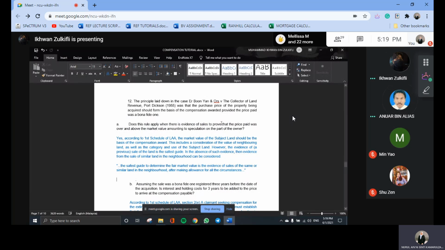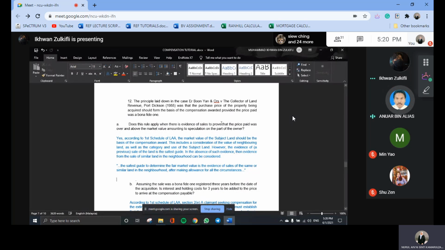So I say yes, because according to the First Schedule of the Land Acquisition Act, the market value of the subject land should be the basis of the compensation award. This includes a consideration of the value of neighboring land, as well as the category and use of the subject land. However, the evidence of the previous sale of the land is the safest guide. In the absence of such evidence, the evidence from the sale of similar land in the neighborhood can be considered. The safest guide to determine the fair market value is the evidence of sales of the same or similar land in the neighborhood after making allowance for all the circumstances.